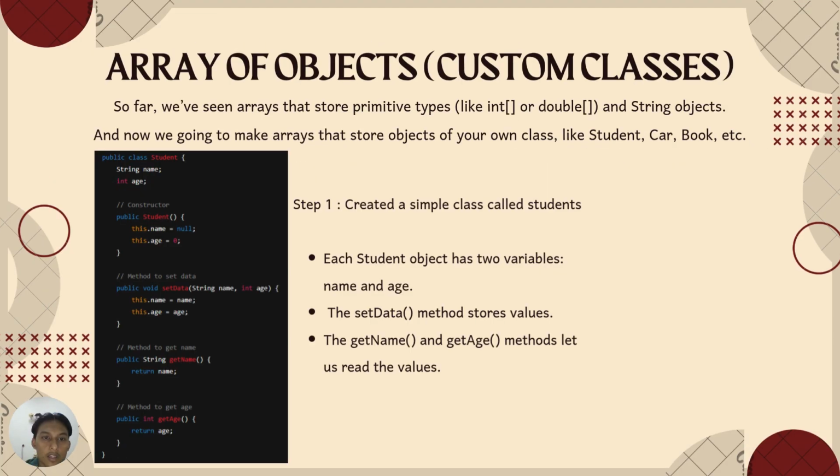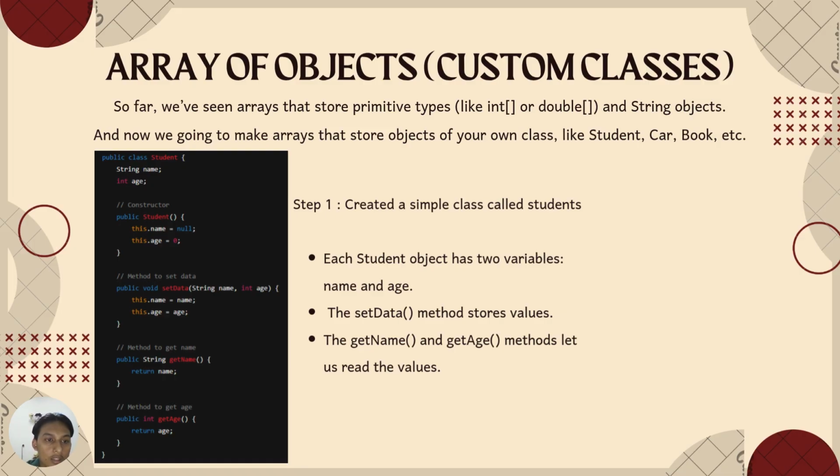Okay, next slide is about array of objects. So far, we have seen arrays that store primitive types like integer or double, and String objects. Now we're going to make arrays that store objects of your own class, like Student, Car, Book, and something like that. So step 1, create a simple class called Student. So here we can see I choose a Student class. Each Student object has two variables, which are name and age. Then the setData method stores the variables. Then the getName and getAge methods let us read the values.